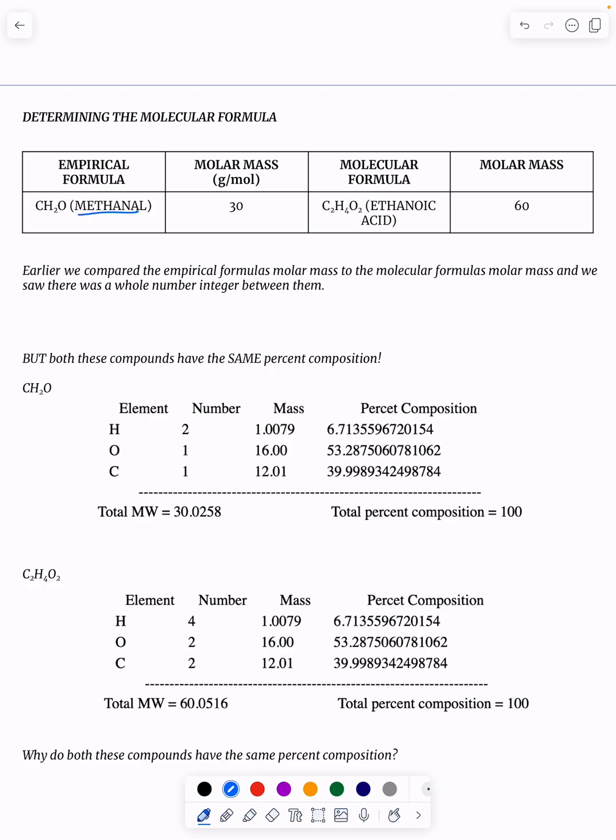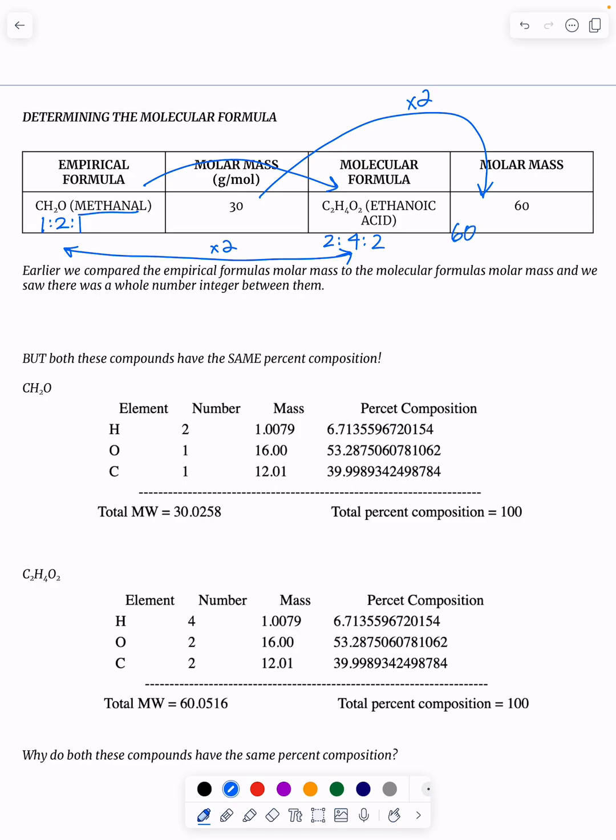So here's methanal, which is a 1 to 2 to 1 ratio, and ethanoic acid, which is a 2 to 4 to 2 ratio. This is a multiple, or if I multiply by 2, I will get the molecular formula. So CH2O times 2, I get C2H4O2. The same exact thing for the molar mass. If I multiply its molar mass by 2, I get the molar mass of the molecular formula.